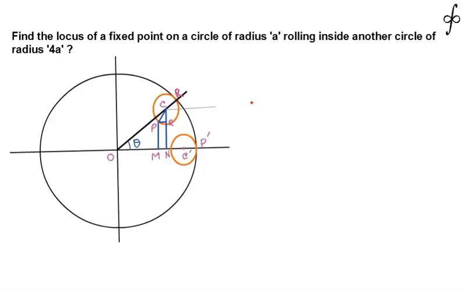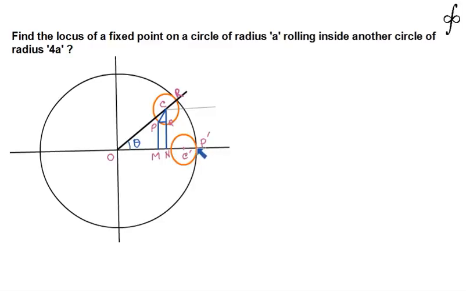So let's discuss an interesting locus problem which says: find the locus of a fixed point on a circle of radius a rolling inside another circle of radius 4a. So we are talking about something like, suppose this is a circle with center at the origin having radius 4a, and another smaller circle having radius a that is starting from here and is continuously rolling inside the bigger circle. Then we need to find the locus of a fixed point on the circle.